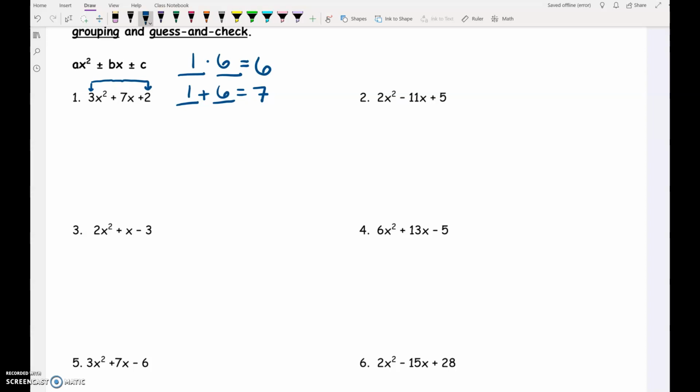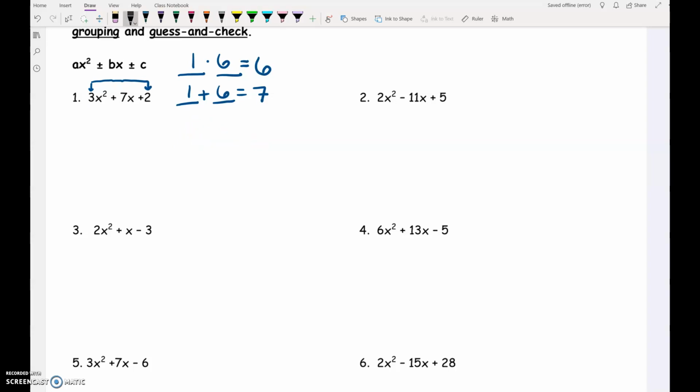Now, yesterday, we would have just dropped those in the parentheses. Don't write this because this is definitely not right. We would have dropped the 1 and the 6 into the parentheses and said, there, it's factored. But if I took this and multiplied it out, x times x is definitely not 3x squared. So we're going to have to do a little bit more work to get this factored.